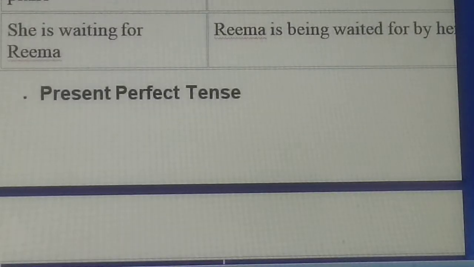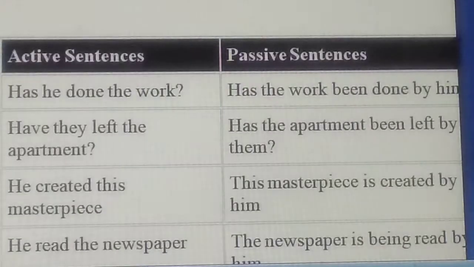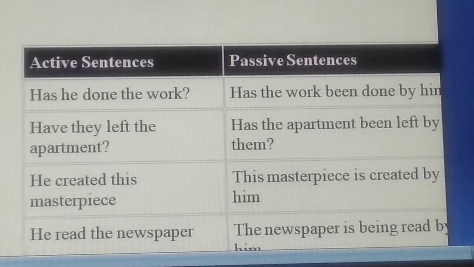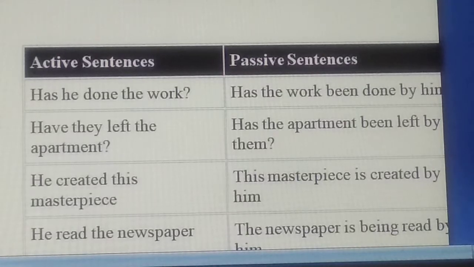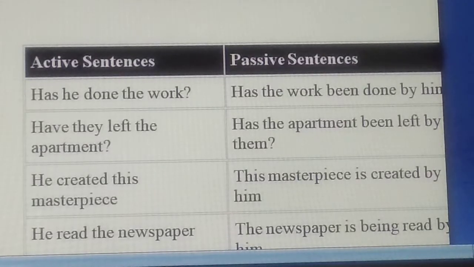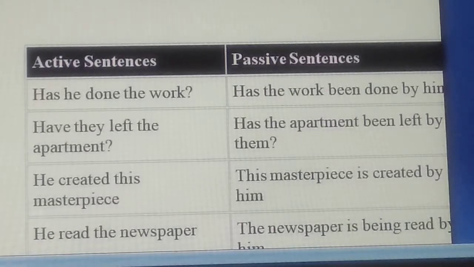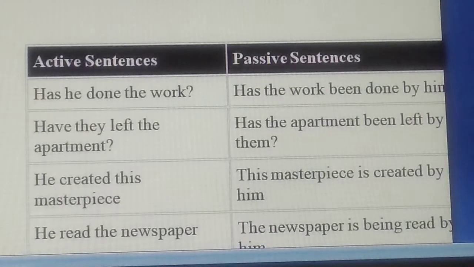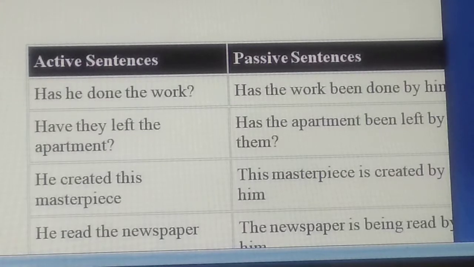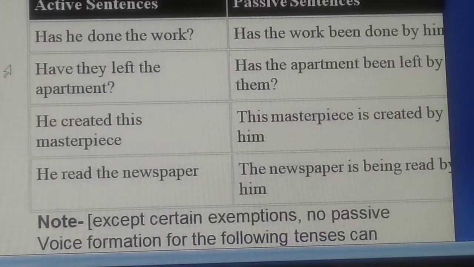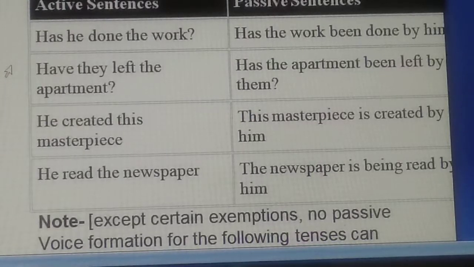Okay, present perfect tense. See, children, let's have a look. Has he done the work? Has the work been done by him? Have they left the apartment? Has the apartment been left by them? He created his masterpiece. This masterpiece is created by him. So that's how you have to write. He read the newspaper. The newspaper is being read by him.